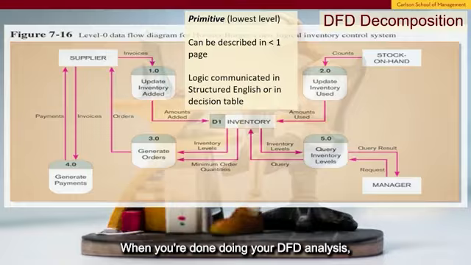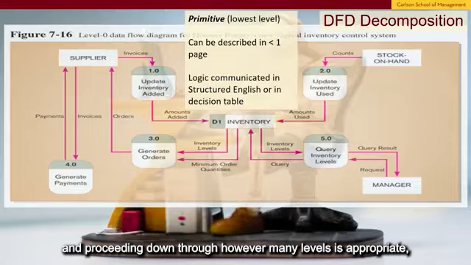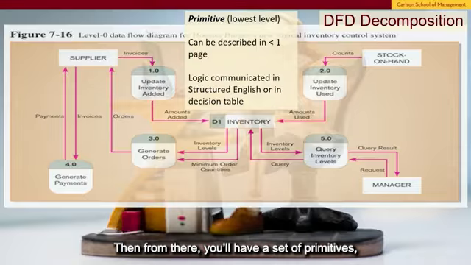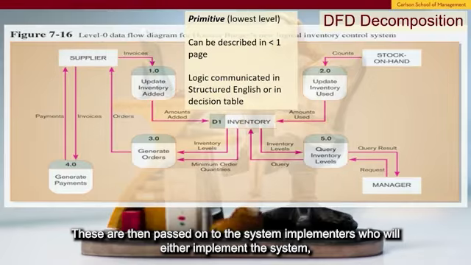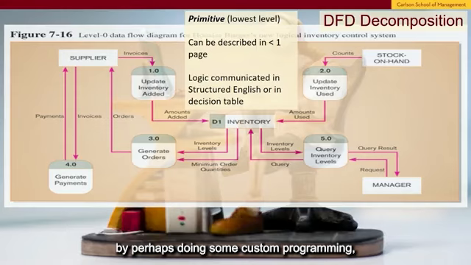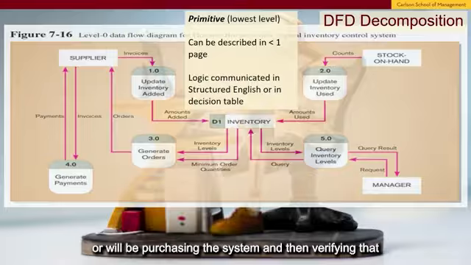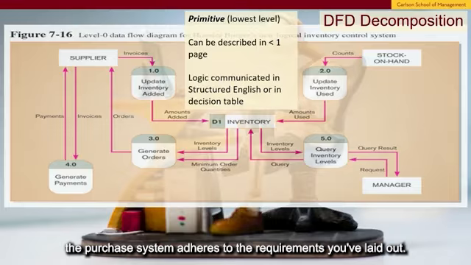When you're done doing your DFD analysis, what you'll have is essentially a set of DFDs, beginning with the context diagram and proceeding down through however many levels is appropriate given the size of the system. And then from there, you'll have a set of primitives, which are generally a document consisting of structured English instructions or decision table instructions. These are then passed on to the system implementers, who will either implement the system by perhaps doing some custom programming, or will be purchasing the system and then verifying that the purchased system adheres to the requirements you've laid out.